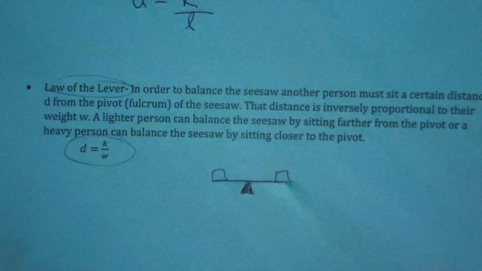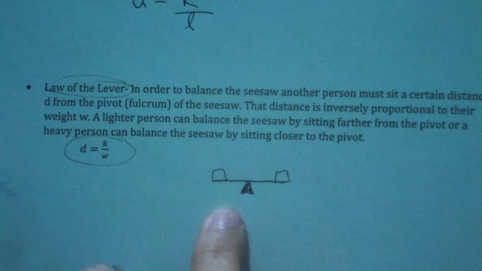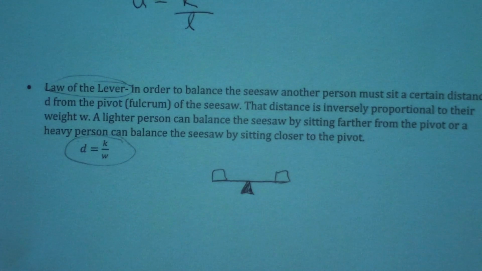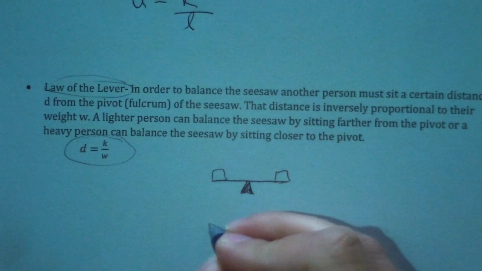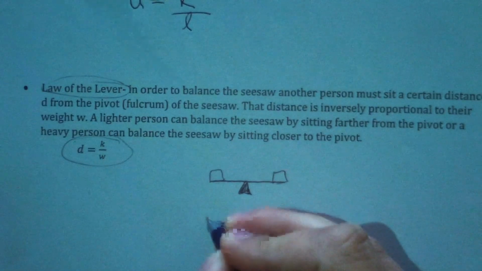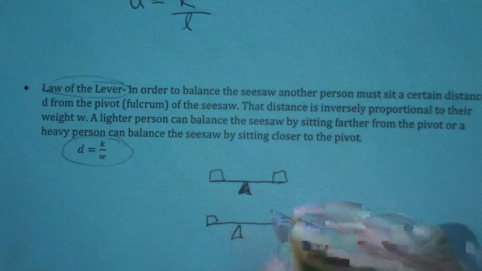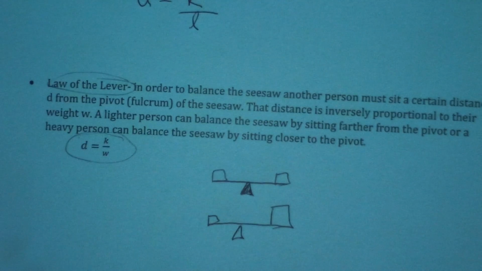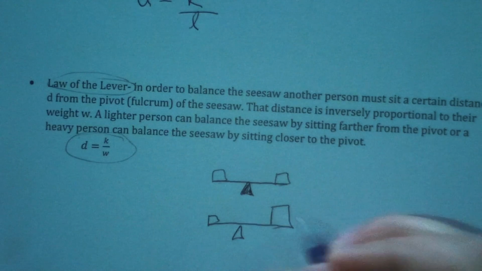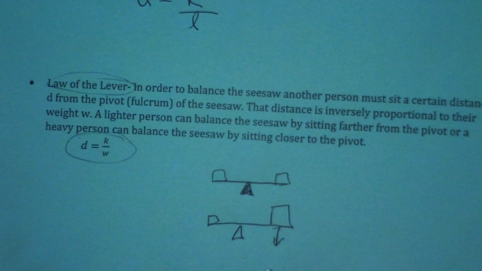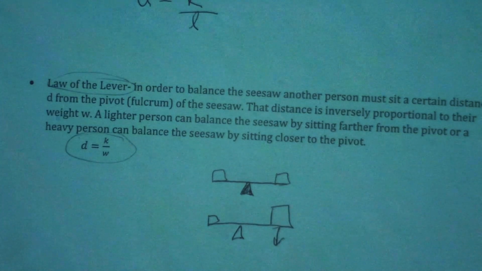Like this one's really small, but that one's really big. What's going to happen to our teeter-totter? It's going to drop down there, right? So the heavier person's going to fall down, and the lighter person's going to go up. How would we get this to balance out again? So say we had a real heavy person here and a real light person there. What would the heavy person have to do to make it balanced? They would have to move forward.